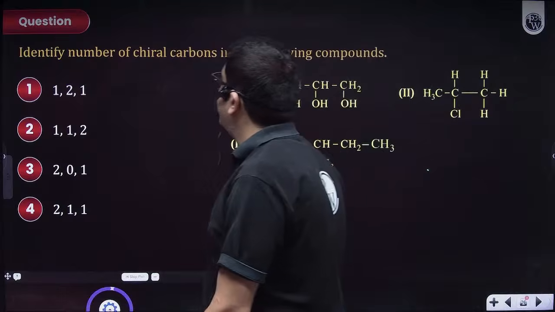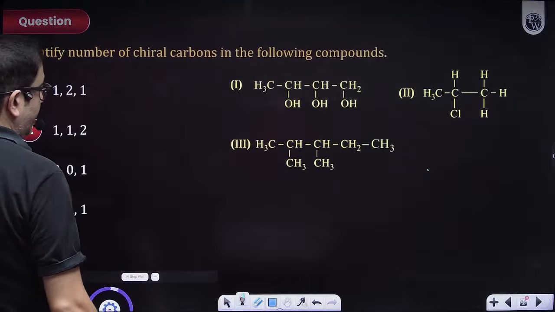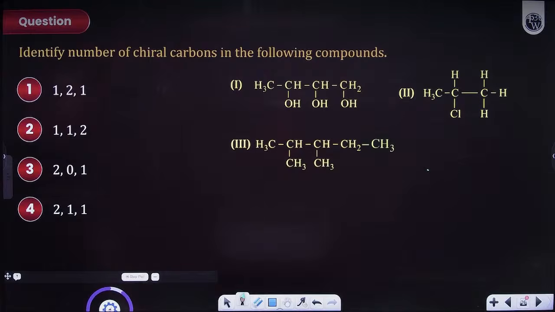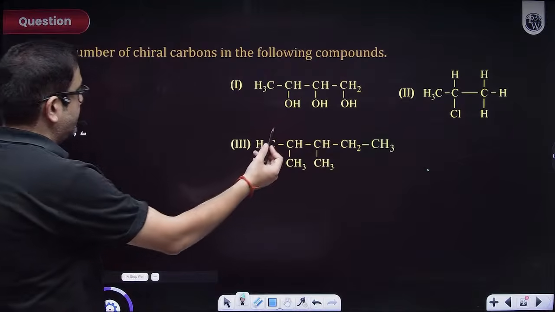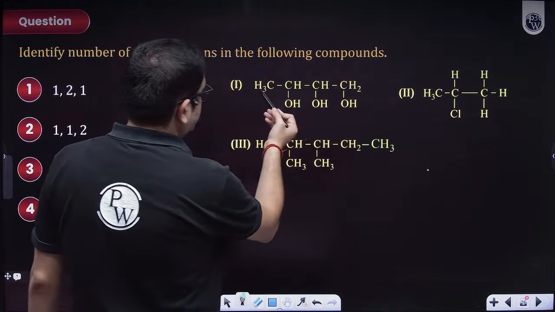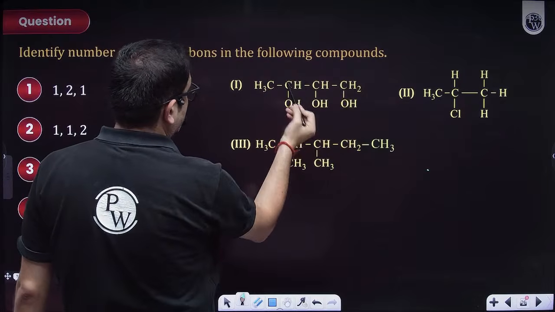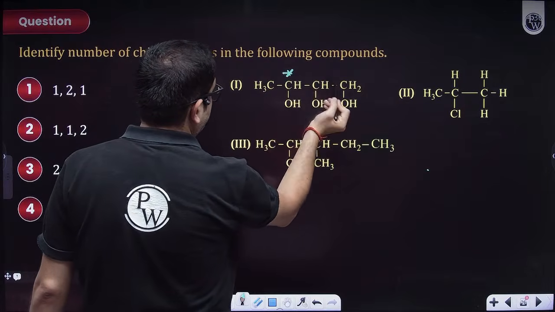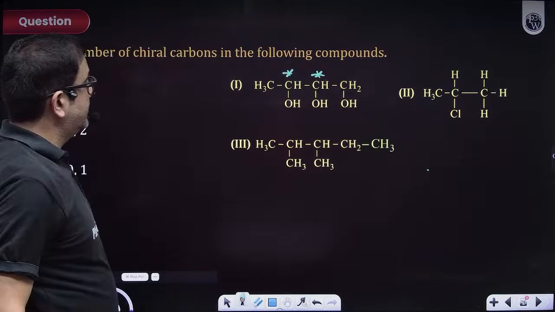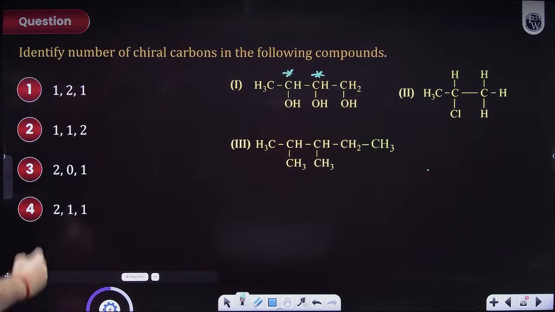Identify the number of chiral carbons in the following. The first one, sir, sp3 same. So CH2 same. Yes, this will be chiral. Yes, this will be chiral. So two chiral centers, so two options gone.